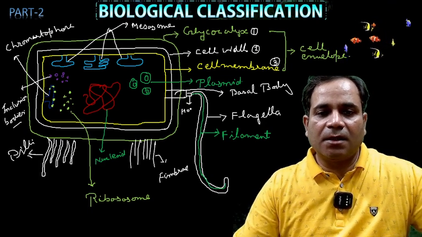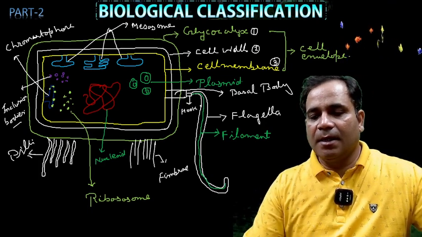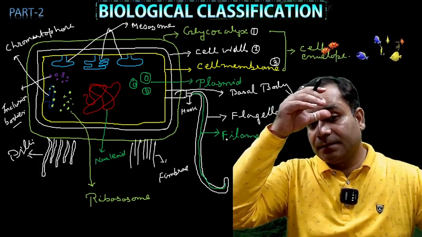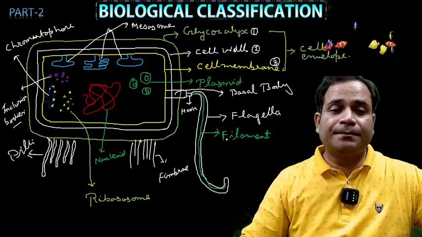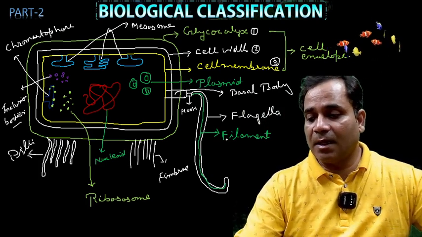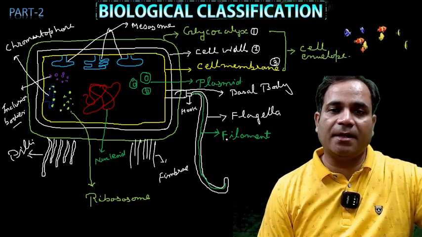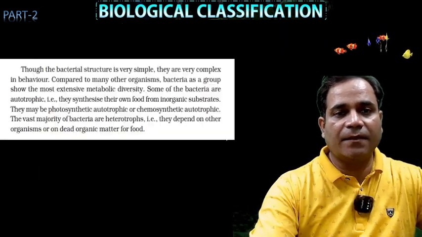This one is called what? Hook. And this one is what? Filament. This one is what? Filament. Clear? Yes. So these all are the diagram of what? Bacteria. Clear? Now see from NCERT.